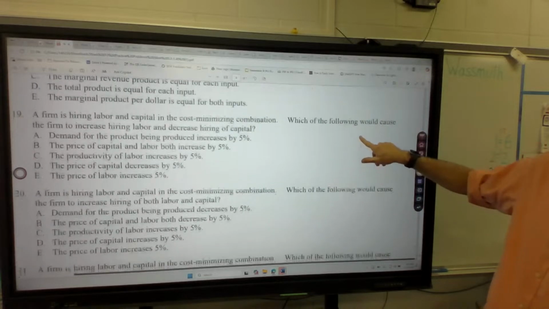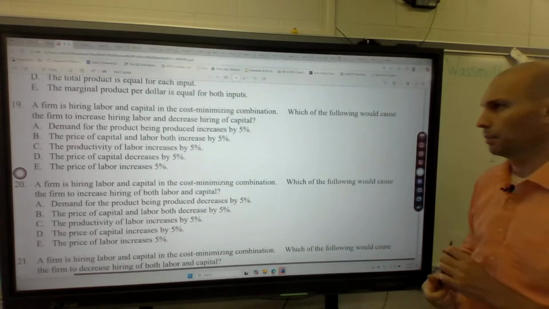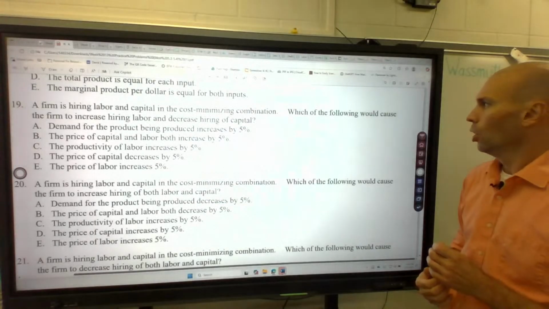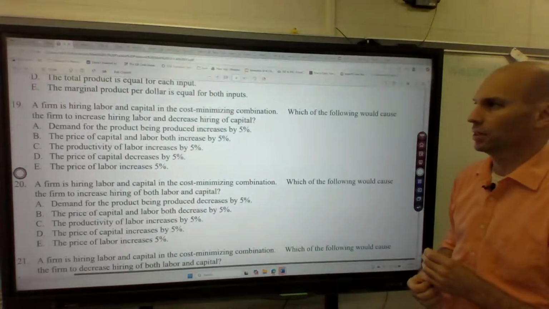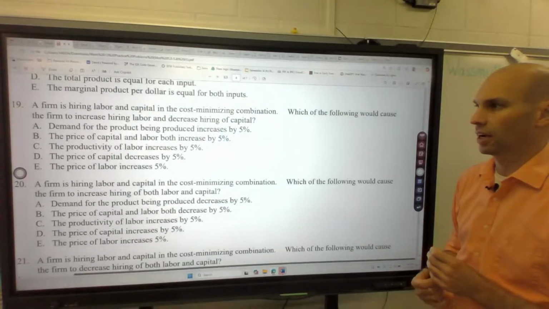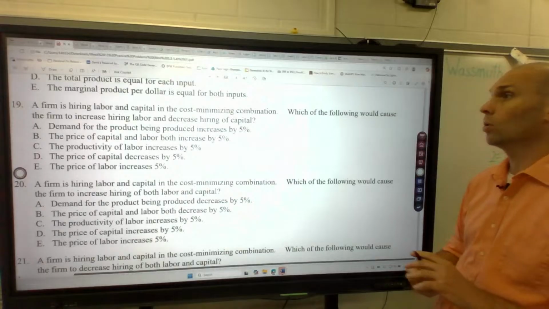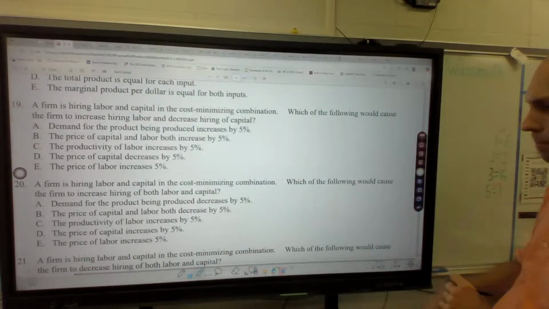The firm is hiring labor and capital at the cost minimizing combination. Which of the following would cause the firm to increase hiring labor and decrease hiring capital? Okay, so this is a good one.